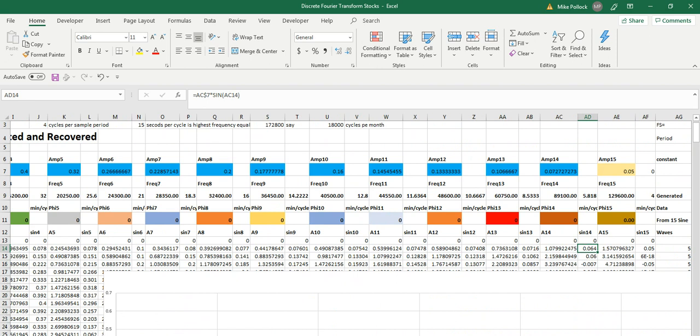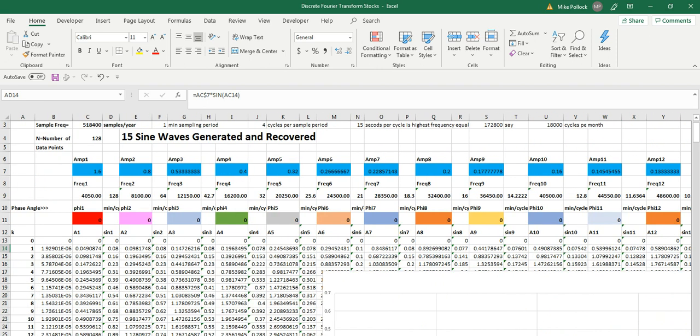Okay. Now, like I say, this is a one-minute curve. One minute means there are 518,400 samples per year. So we use that, and that's why you get these frequencies. The lowest frequency is 4,050. The next one is 8,100. So those are why those frequencies are such high numbers. But that works out real well.